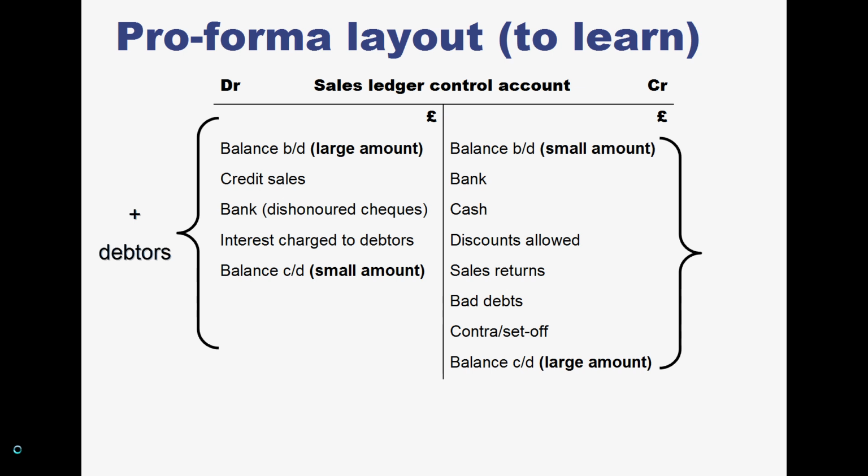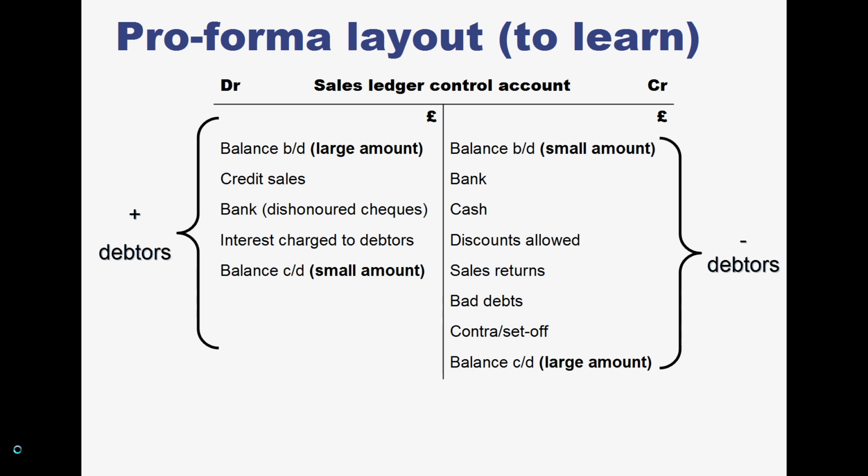So the trick there is to try and work out, with the information you're given, and even in this example the layout, why they belong on the side they do. Try to rationalize and think: is this affecting debt? How is it affecting debt? Is it increasing debtors or decreasing debtors?